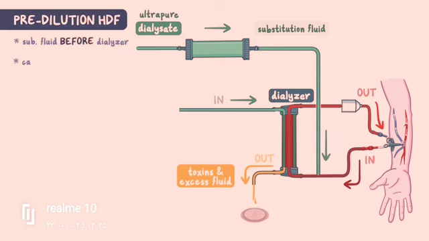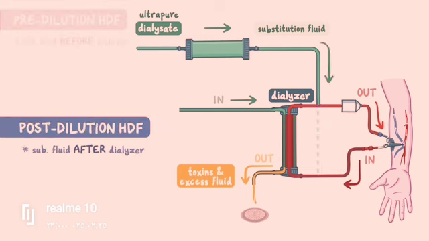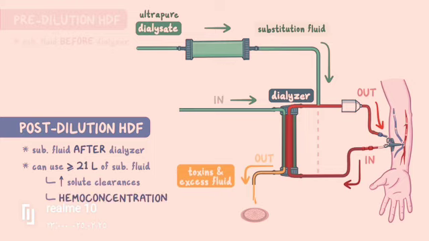Pre-dilution HDF can use greater than 35 liters of substitution fluid, leading to hemodilution. Such large volumes could also reduce solute clearances, hematocrit, viscosity, and oncotic pressure, and increase membrane fouling. Post-dilution HDF uses 21 liters or more of substitution fluid. It can increase solute clearance with lower substitution volumes, but can cause hemoconcentration.